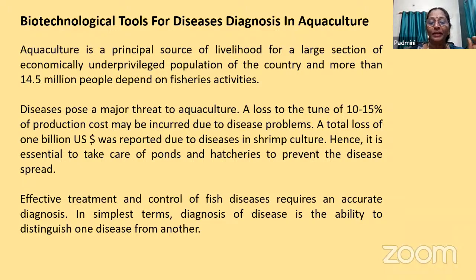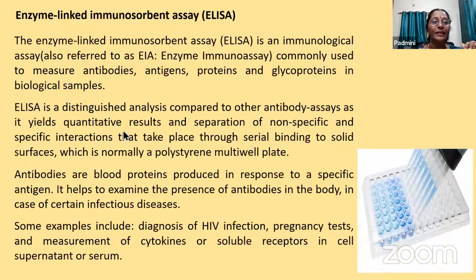In the simplest terms, diagnosis of disease is the ability to distinguish one disease from another. So you cannot have one particular kit and say that you will be able to find out all different types of disease. You have to have different types of diagnosis kits for different diseases. So what are they? Under that, the first one is the ELISA technique, or enzyme immunoassay.